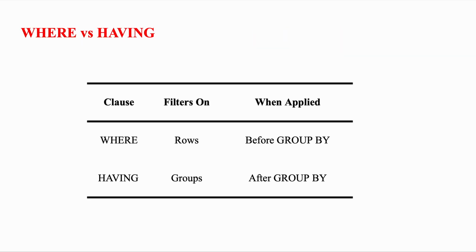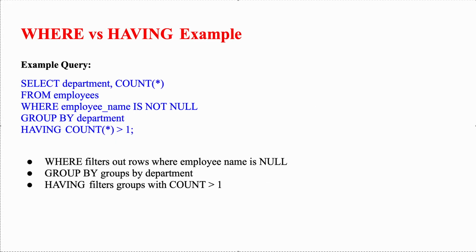Now let's compare WHERE and HAVING. WHERE clause filters rows before GROUP BY, HAVING clause filters groups after GROUP BY. You often use both together in one query. Here's a query using both WHERE and HAVING clauses. First, WHERE clause removes any rows with null names. Then we GROUP BY department. Finally, HAVING filters out groups with only one employee. So we combine WHERE, GROUP BY and HAVING.